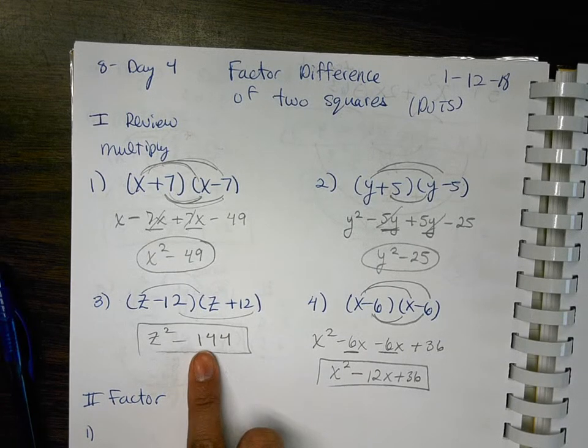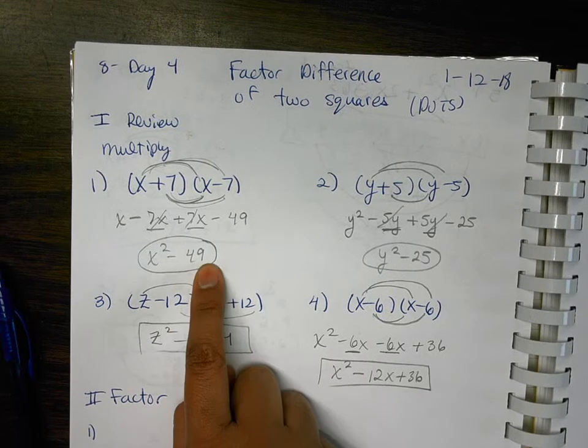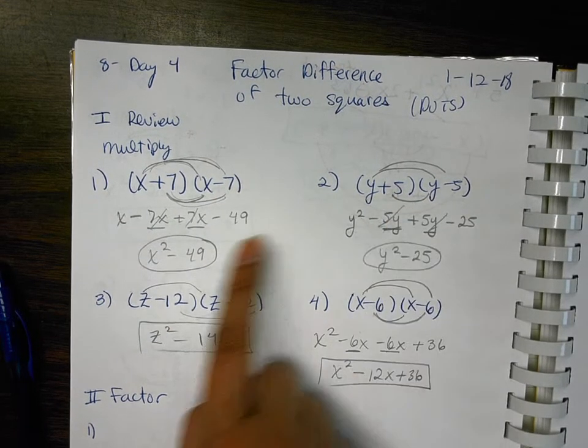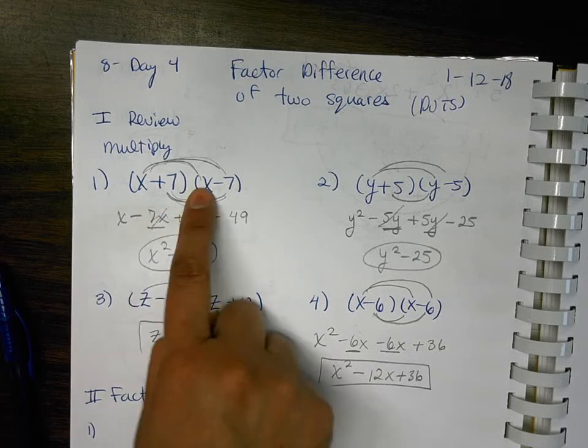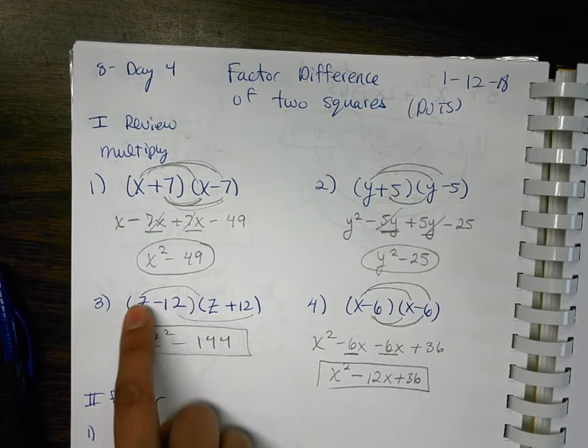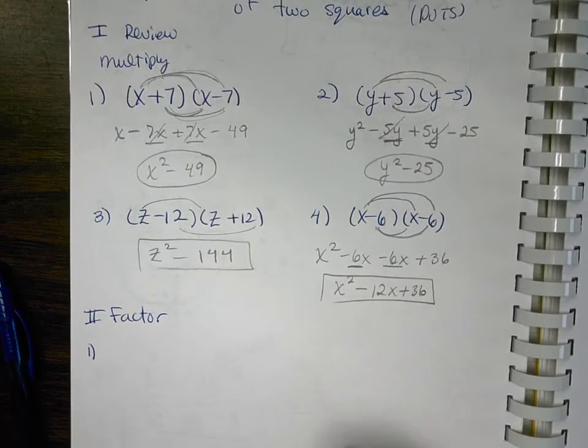Square root, right? What's the square root of 144? 12. What's the square root of 49? 7. What's the square root of 25? 5. What's the square root of x squared? X. What's the square root of y squared? Y. What's the square root of z squared? Z.